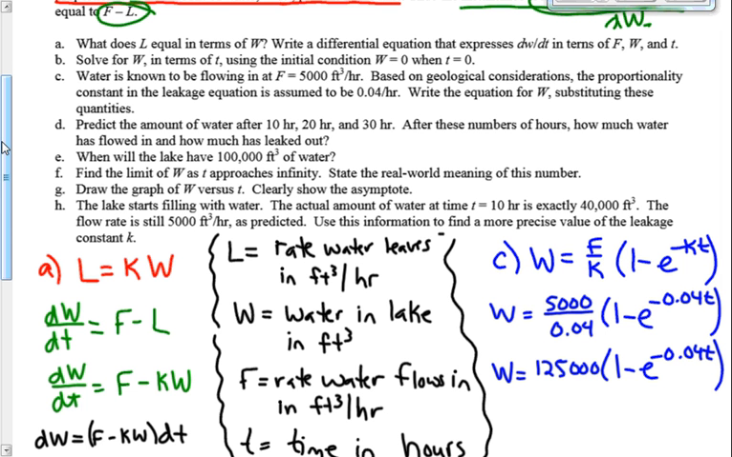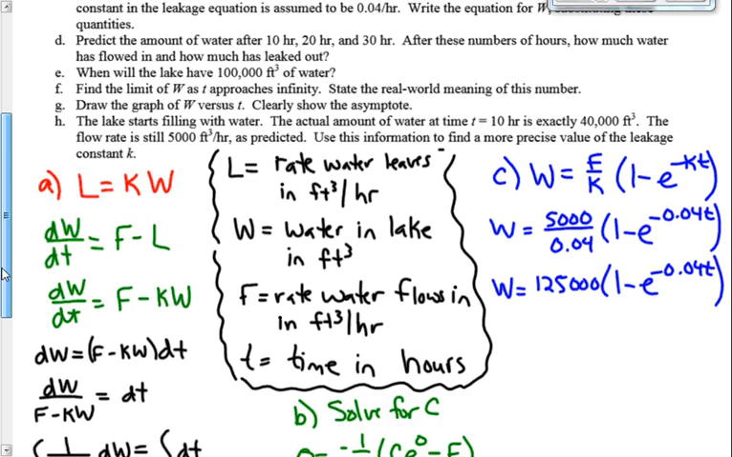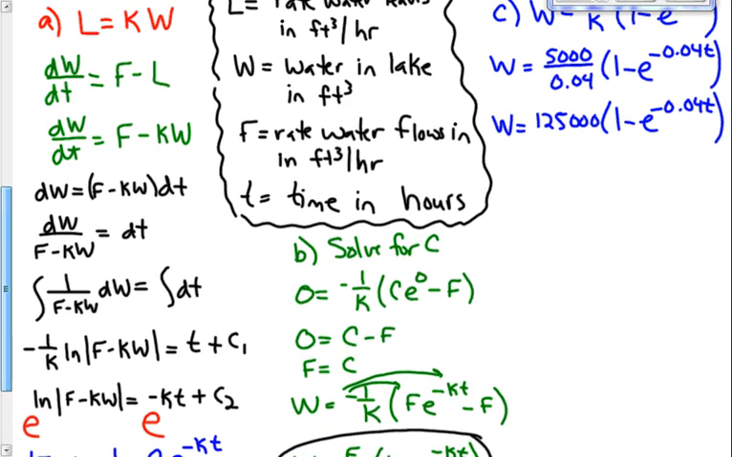Now for part D, what it wants is to find a couple of things. So at time is 10 hours, how much water is in the lake, how much water has flowed in, and how much water has flowed out. At time is 20 hours, the amount of water in the lake, how much water has flowed in, how much water has leaked out, and the same for 30. So I would go ahead and do this in a table. I'm not going to pull the calculator up right now, but that's what I would do. So grab your calculator.